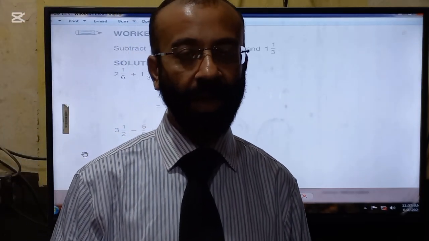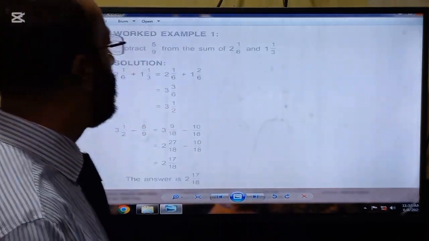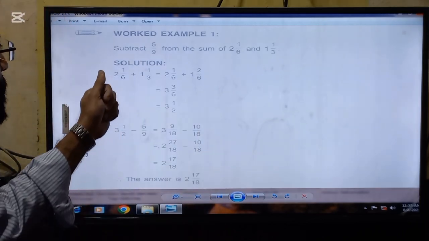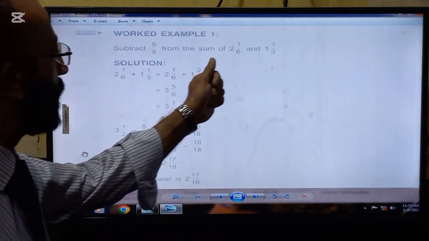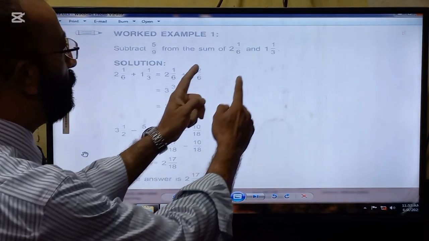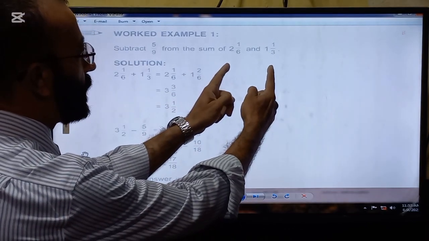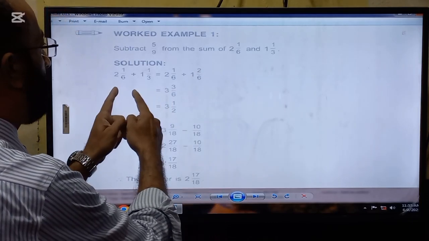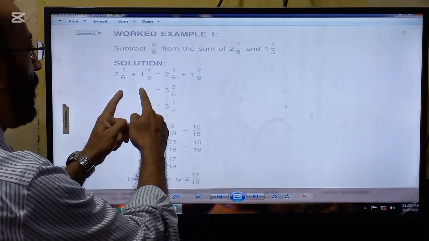Okay students, here is another question that is somewhat different but of the same category, that is: subtract 5 by 9 from the sum of 2 whole number 1 by 6 and 1 whole number 1 by 3. So first we have to take the sum of this one. So 2 whole number 1 by 6 plus 1 whole number 1 by 3.